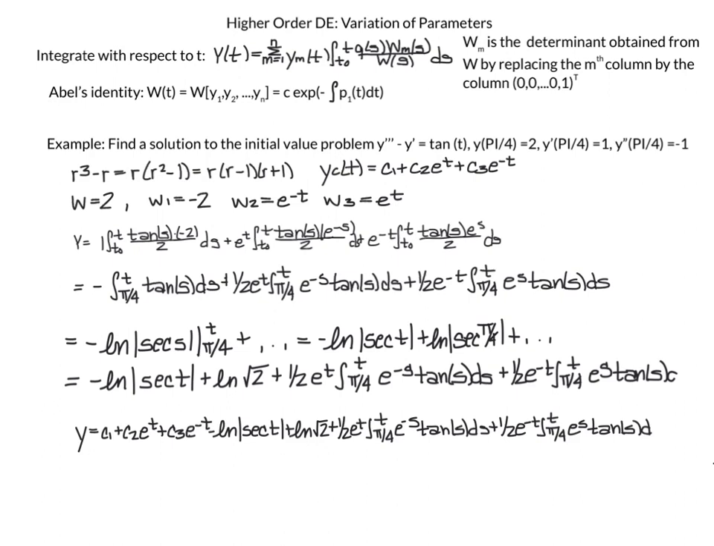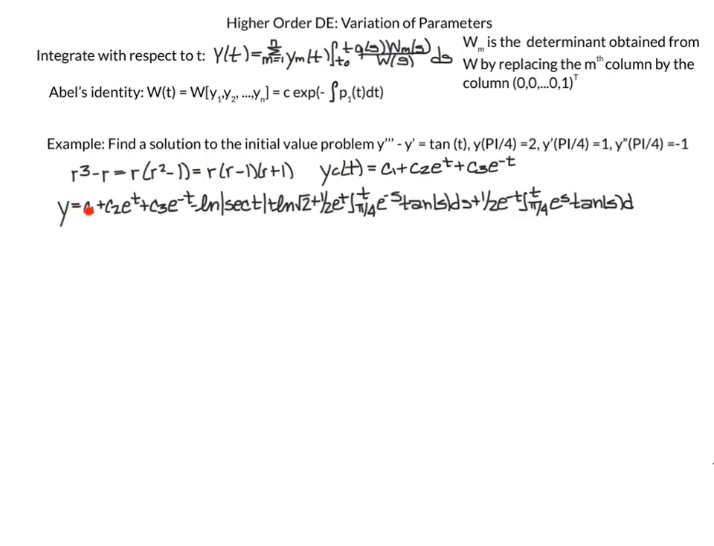So finally, my general solution looks like C1, it's my homogeneous equation, C1 plus C2 e to the t plus C3 e to the minus t, minus my natural log of secant of t plus natural log of square root of 2, plus 1/2 e to the t integral e to the s tangent of s plus 1/2 e to the minus t integral of e to the s tangent of s. So here's my general solution, but I still need to plug in my initial values to find my coefficients.